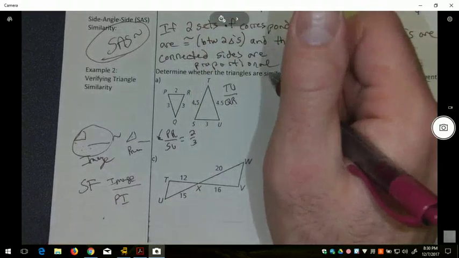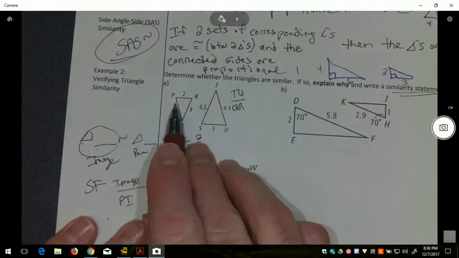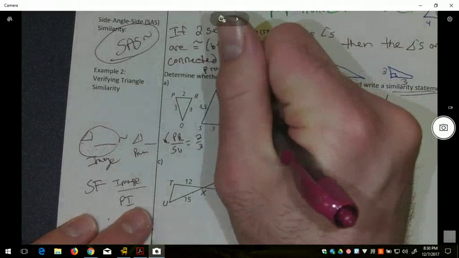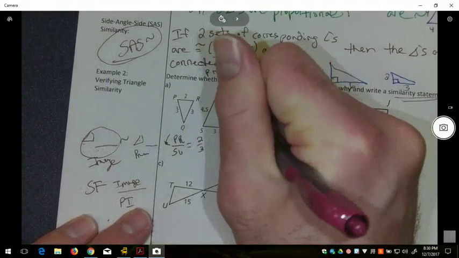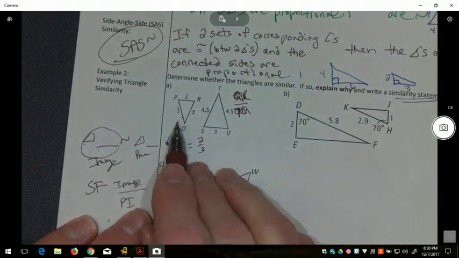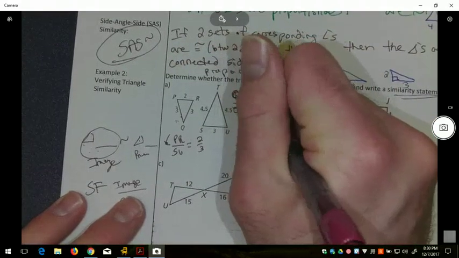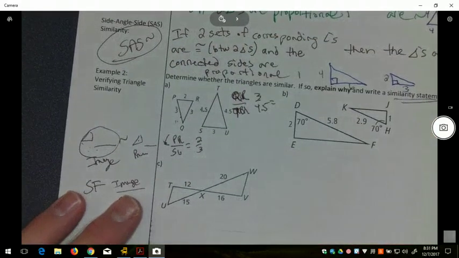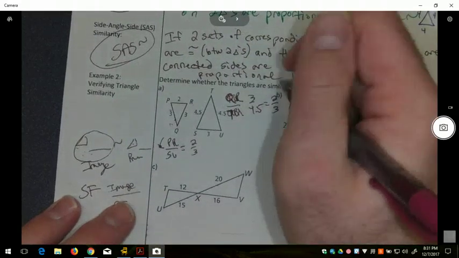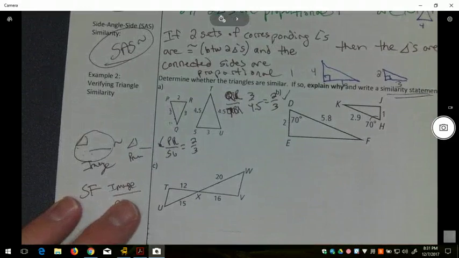Oh, wait a second, I did this in the reverse order. I put this one on top. So I have to put QR on top and TU on bottom because I started with this triangle on the top. So QR over TU would be 3 over 4.5, which divided gives us 0.6 repeated, which is the equivalent of 2/3. So far this checks out to be similar.